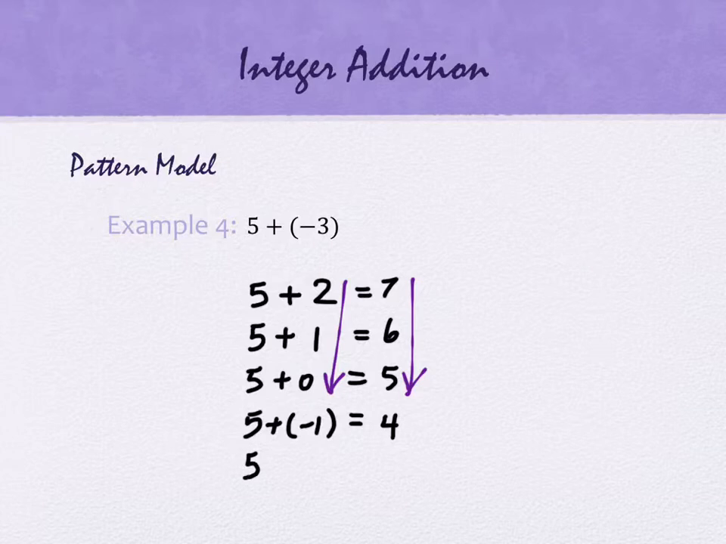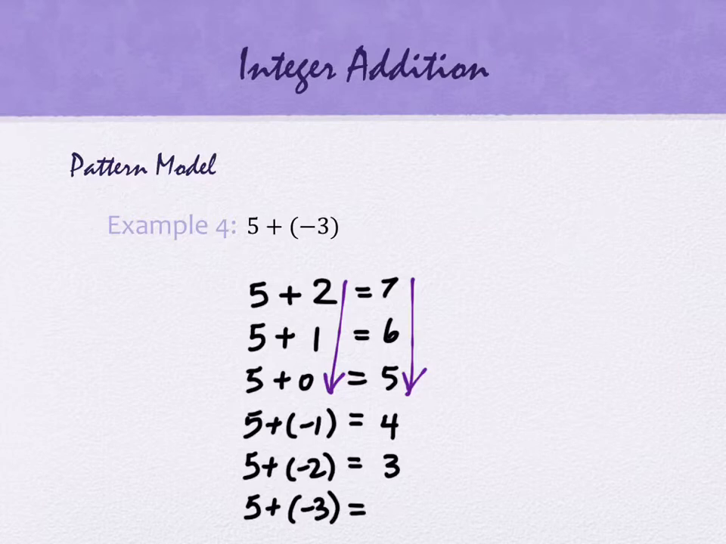And I can do it again for 5 plus negative 2. Negative 2 is what comes before negative 1. And the number that comes before 4 is 3. And again, the number that I'm actually trying to get to, 5 plus negative 3, would land me at 2. It establishes the reality or the truth of the value by patterns. Okay?